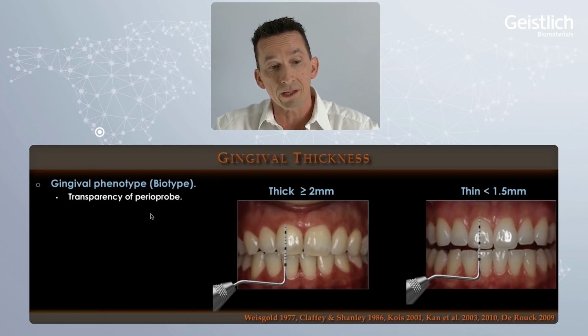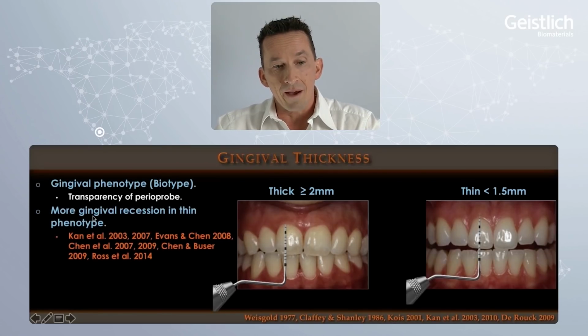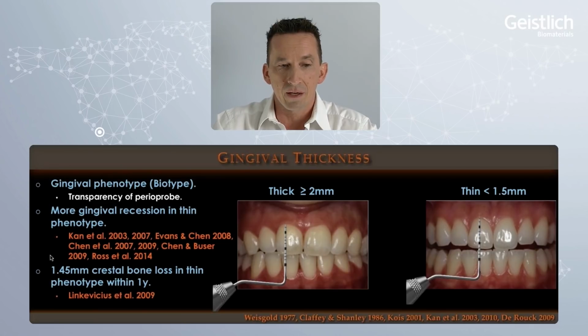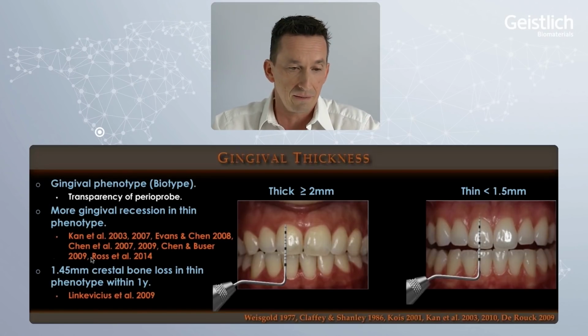What do we know from the literature? We know that we have more recession defects in thin phenotypes. And we know that if we have a thin phenotype, we have more crestal bone loss within 1 year as if we would have a thick biotype.